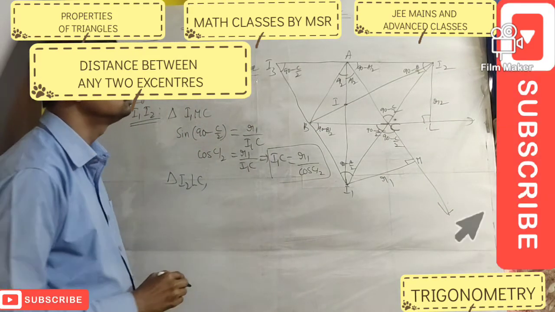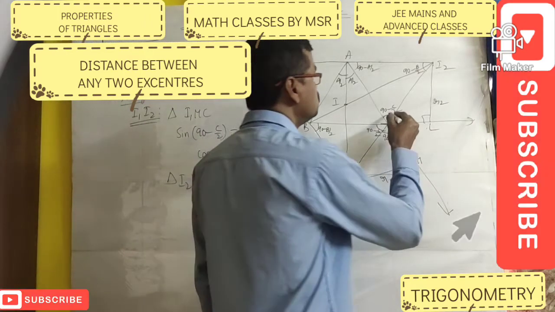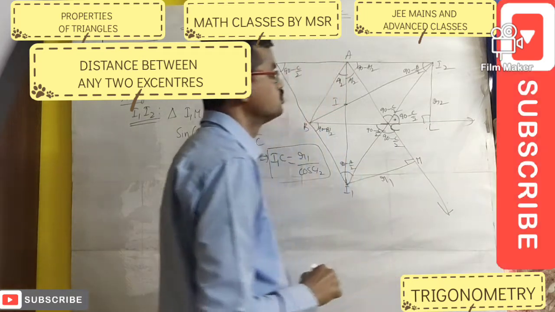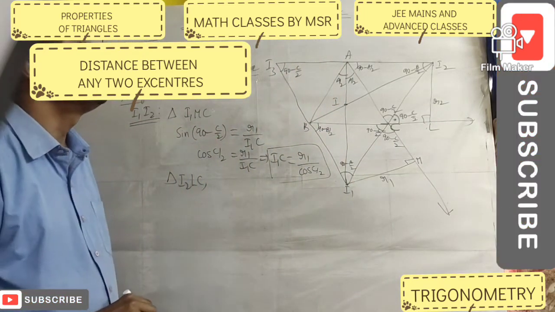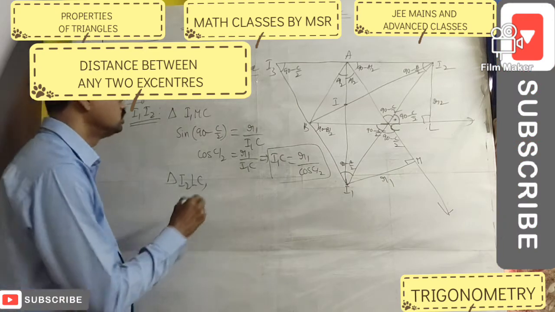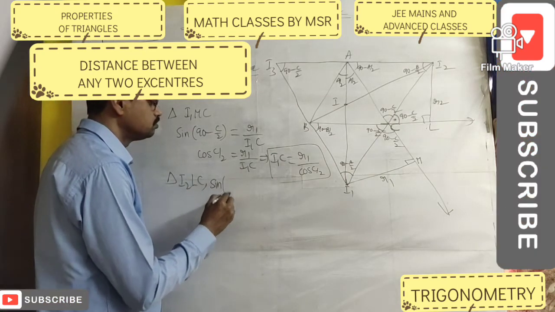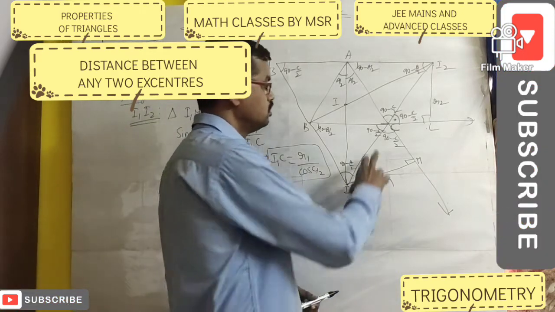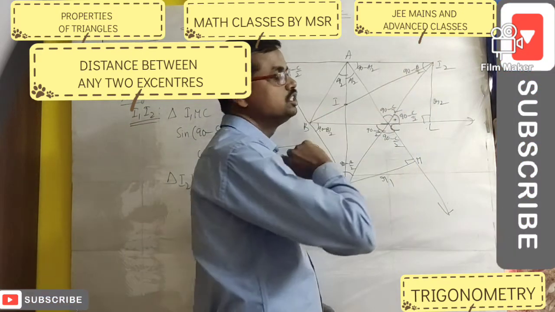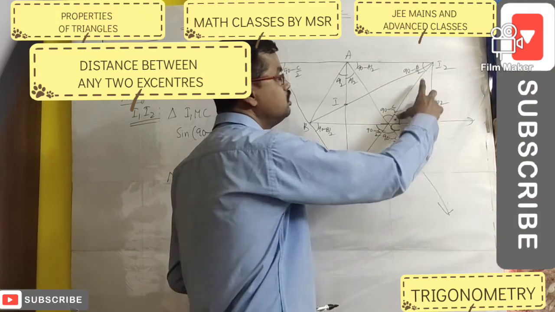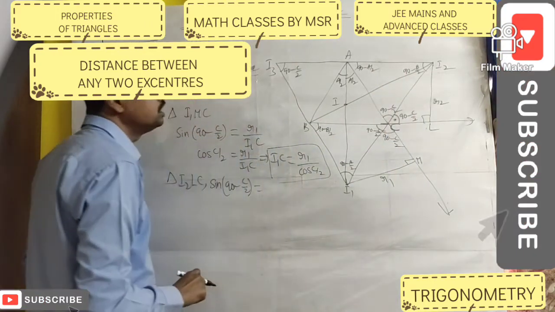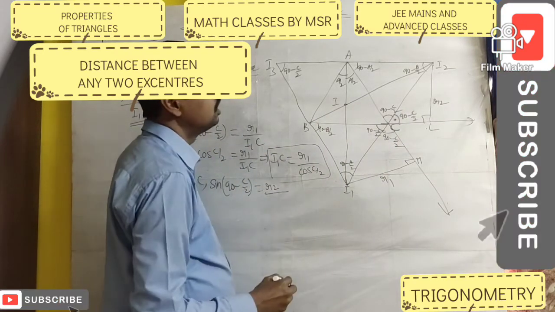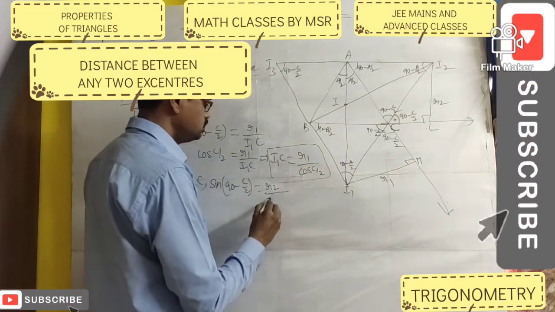In triangle I2LC, this angle is 90 minus C by 2 and this is also 90 minus C by 2. Now in that, also consider sin 90 minus C by 2. So why are we calculating this AC? We should calculate the distance I1 to I2. We calculate this value, similarly we will calculate this also. That is, sin 90 minus C by 2 equals opposite by hypotenuse, that is R2 by I2C.